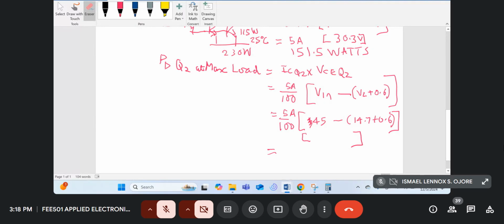I think I just put 14.7 plus 0.6, 15.3. Okay, so this is the one which is 15.3. So in this square bracket, I should get 45 minus 15.3 volts. 45 minus 15.3. Yeah, 29.7.